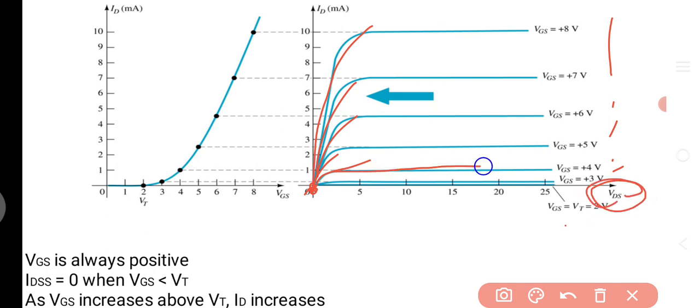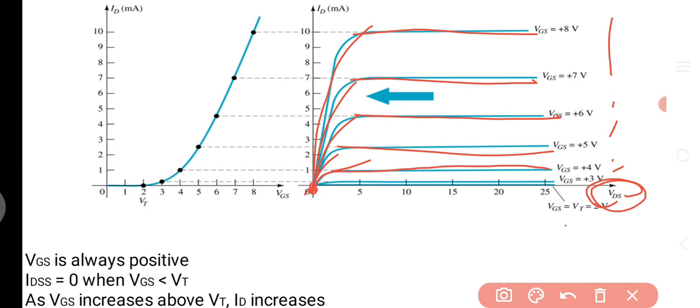it will maintain the ID value as constant. This constant value of ID is in the saturation level. So when we increase VDS, the ID is maintained constant. The constant ID is equal to our saturation current, and this level is called the saturation level.